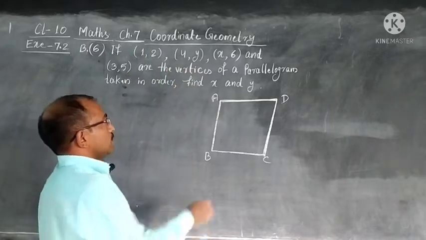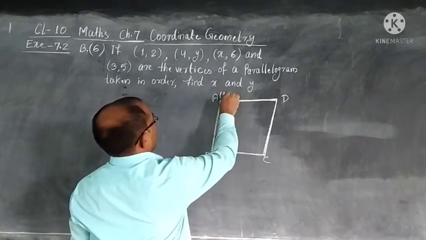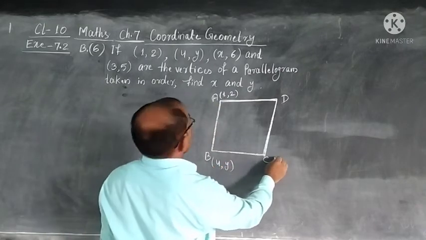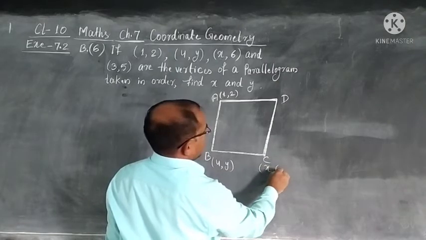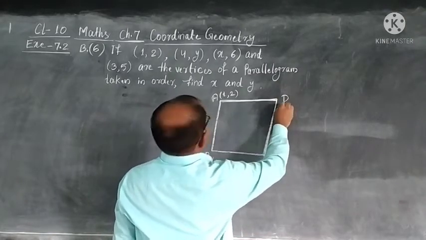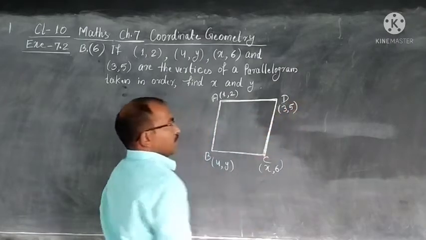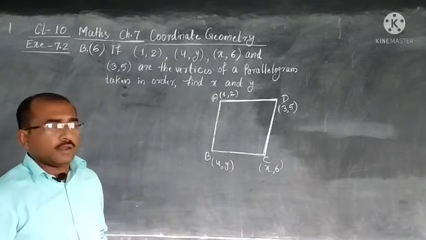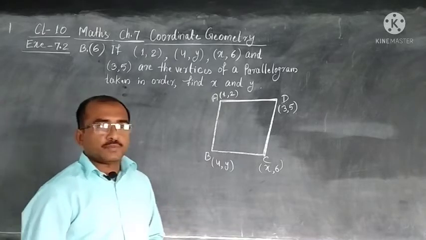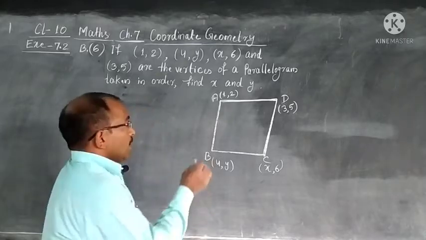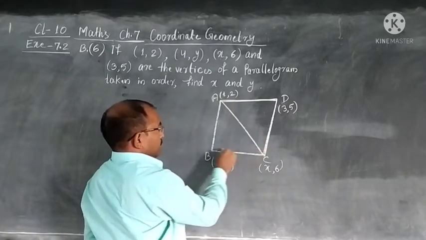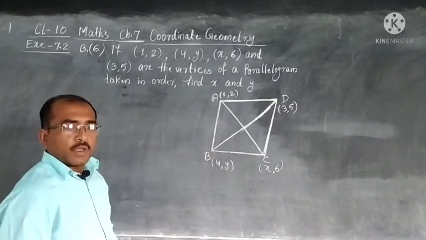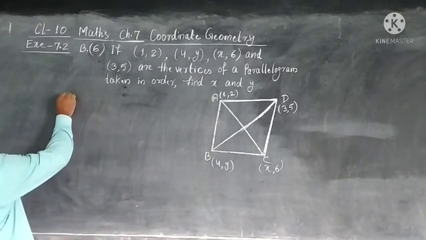Points in order. So let us say A is (1, 2), B is (4, y), the coordinate of C is (x, 6), and the coordinate of D is (3, 5). Now the missing values of x and y we have to find out. What do we know about a parallelogram? We know the diagonals of a parallelogram bisect each other.